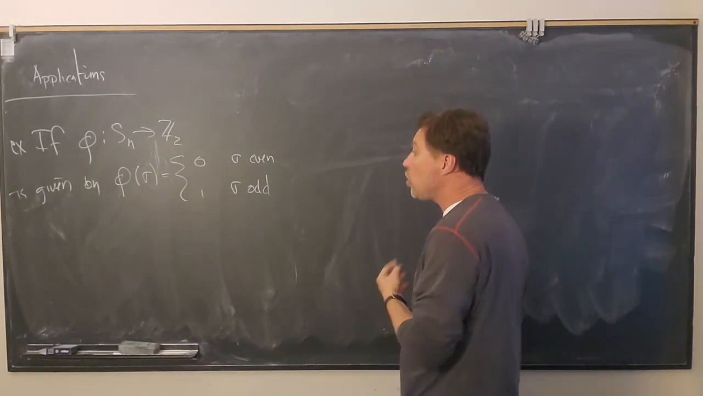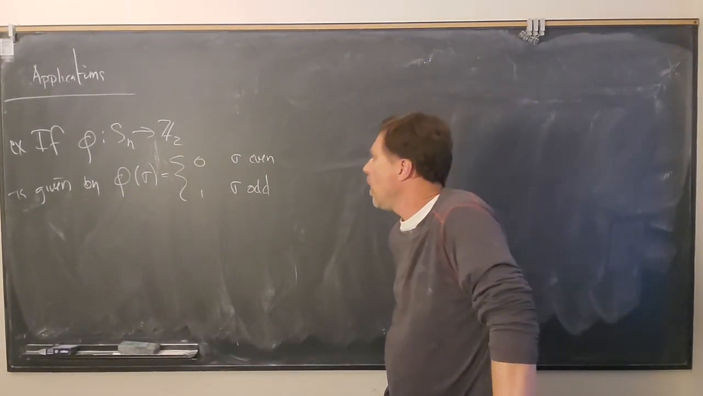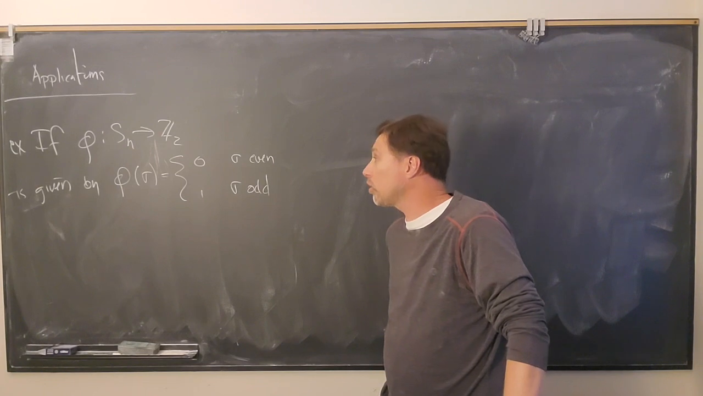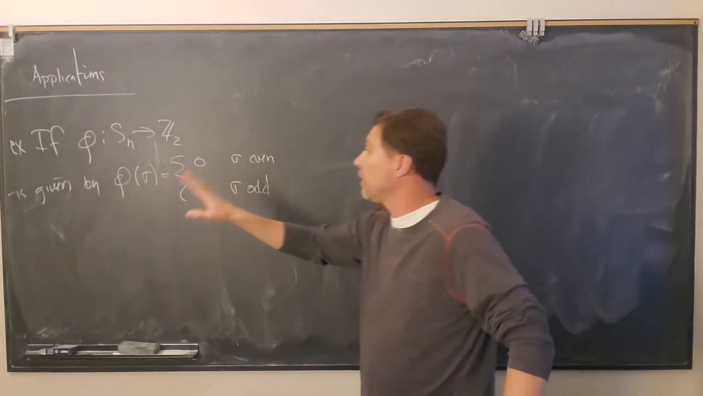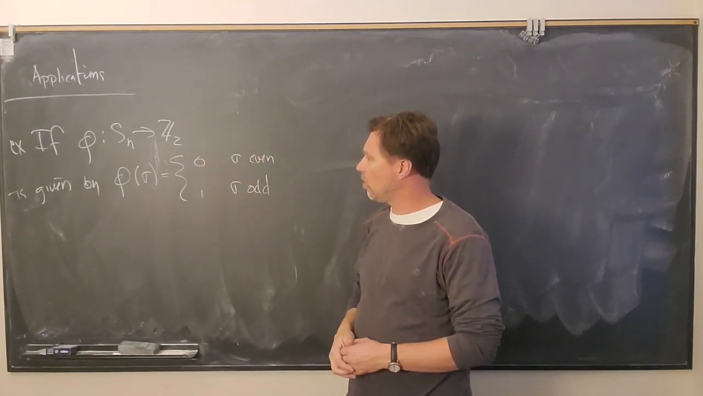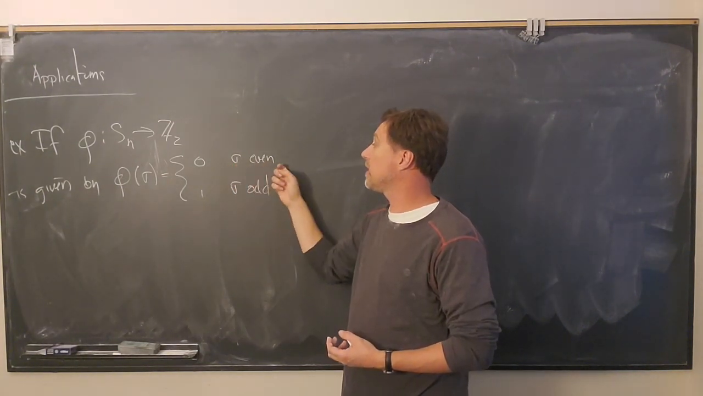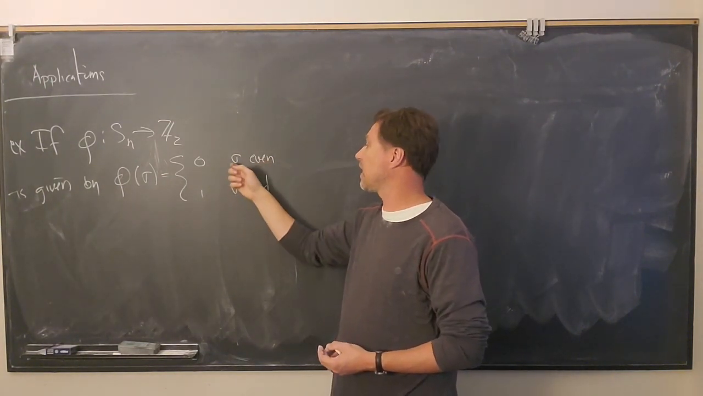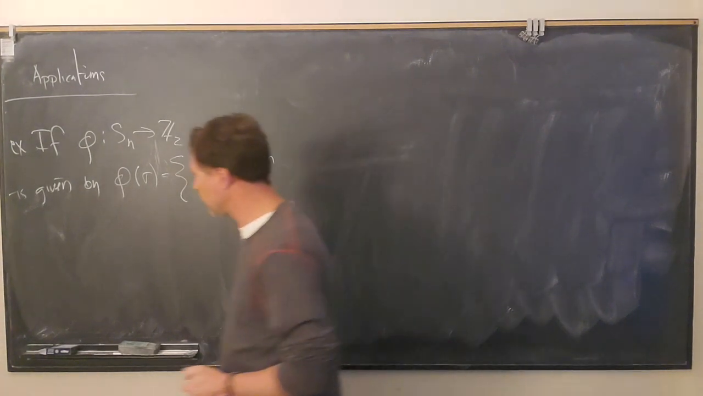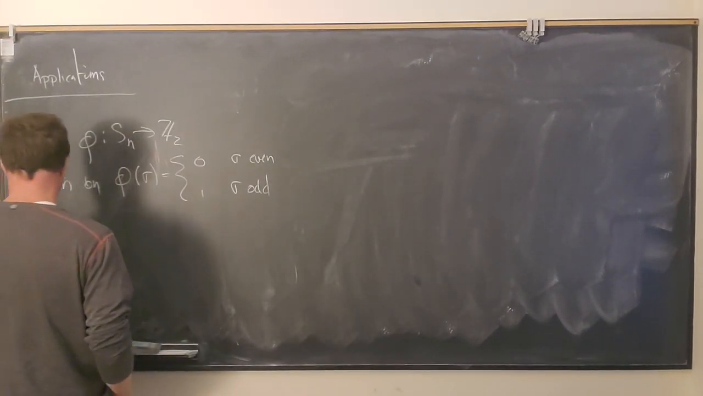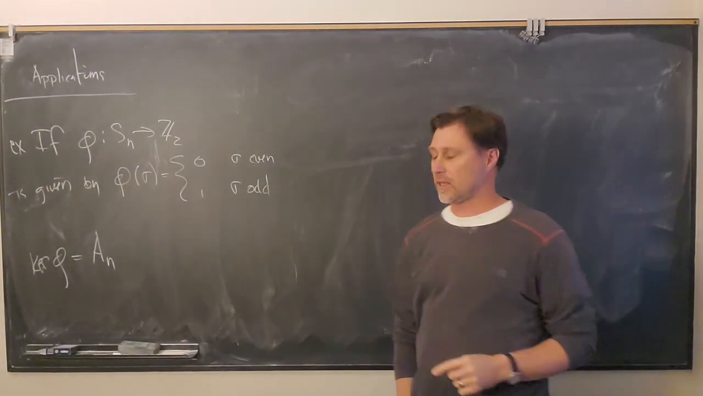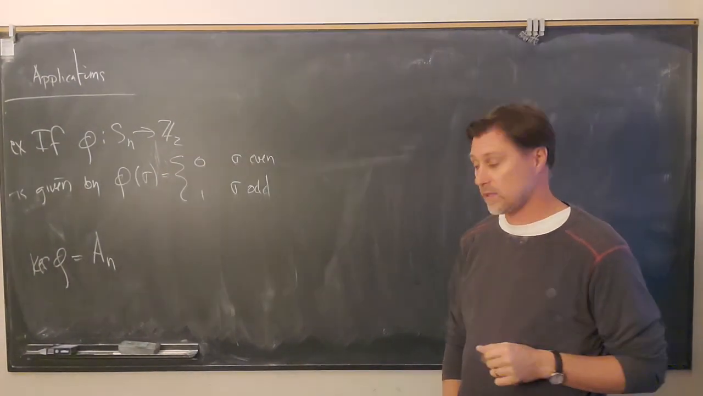Okay, so then who is the kernel of this homomorphism right here? Well, the identity in Z2 is 0. So the kernel of phi is going to be the set of all elements of Sn, all permutations, that get sent to the identity. The identity is 0, and so that's going to be the set of all permutations that are even. And we have a name for that. It's An. So the kernel of phi is equal to the alternating group An. There's another quick proof that An is a subgroup of Sn, because the kernel is always a subgroup.